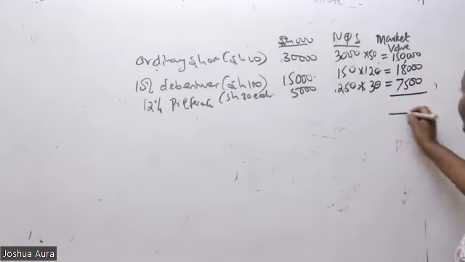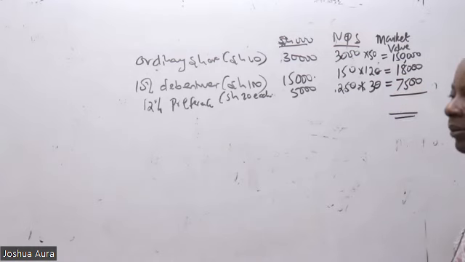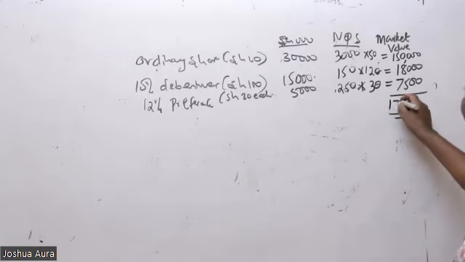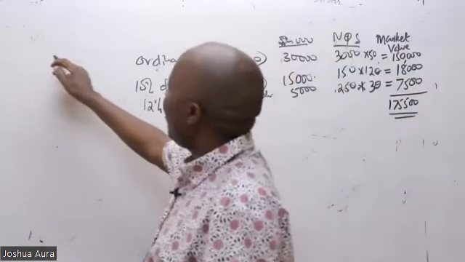Then now I should be able to get the total here. So this plus this plus this, the three of them. When you add them, you should be able to get 175,500.